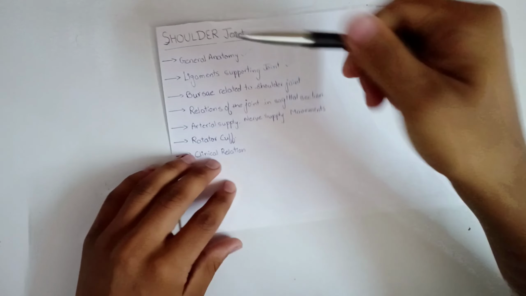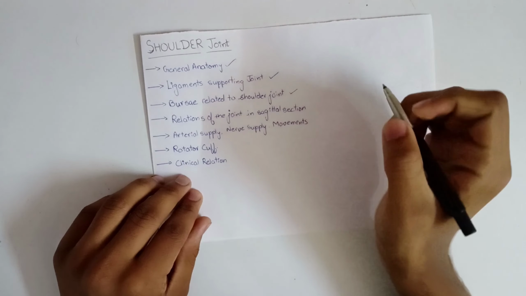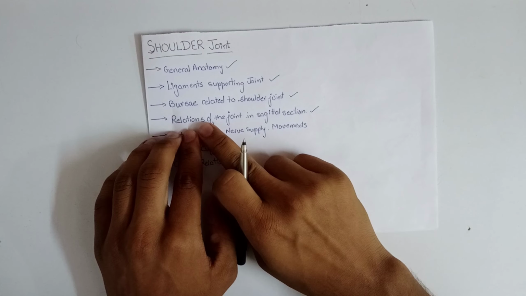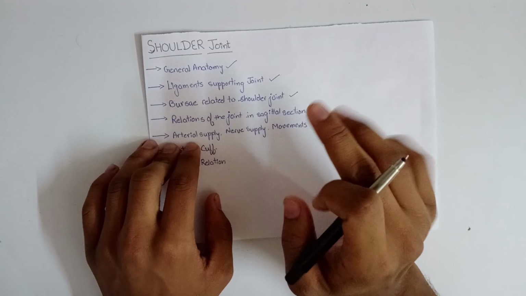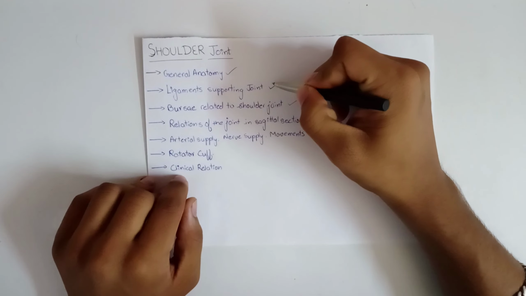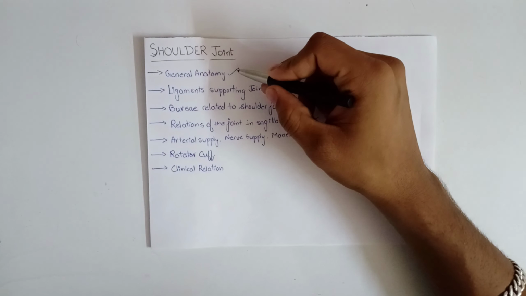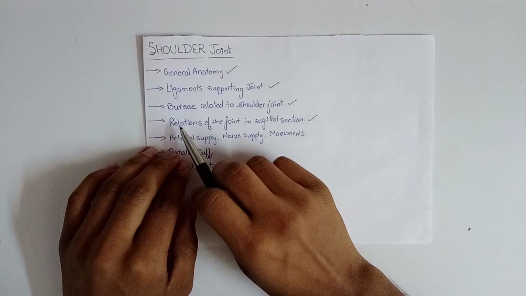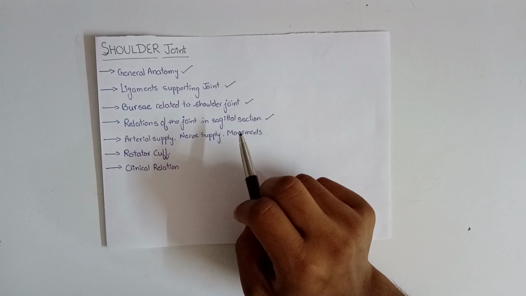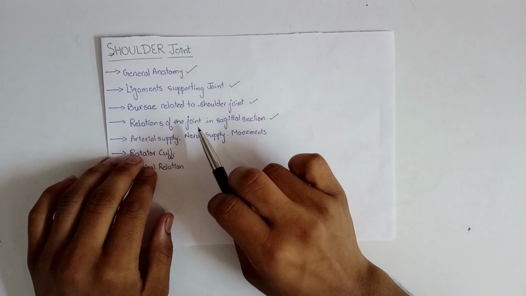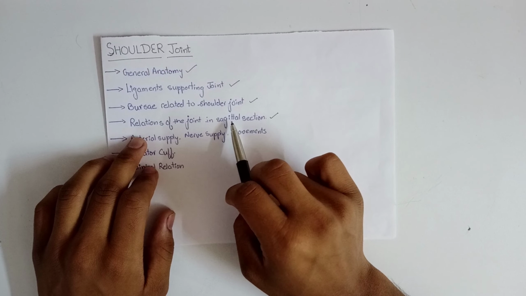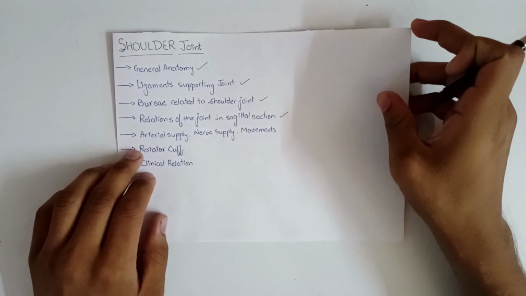So we are done with the topics bursa related to shoulder joint and relations of the joint in sagittal section. This relation of the joint in sagittal section is the most important subtopic under the shoulder joint. If you leave the topic bursa related to shoulder joint general anatomy, it would be okay, but leaving this topic would be very harmful for you. So I truly recommend you to get this topic done, sagittal section of shoulder joint.